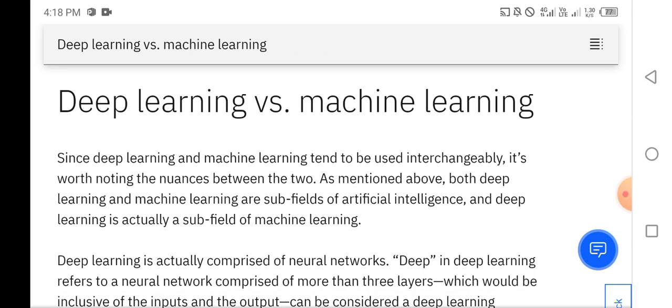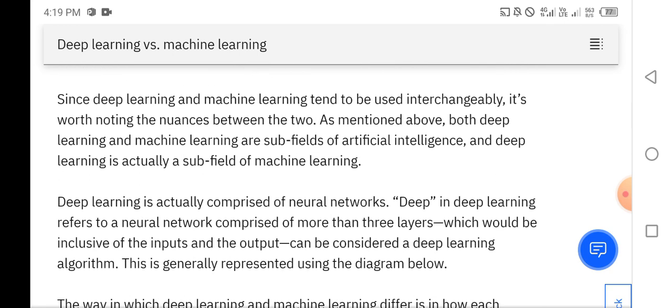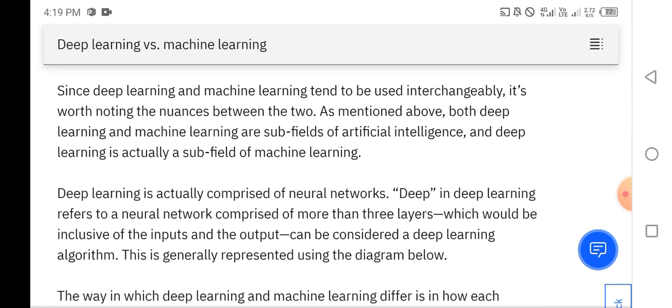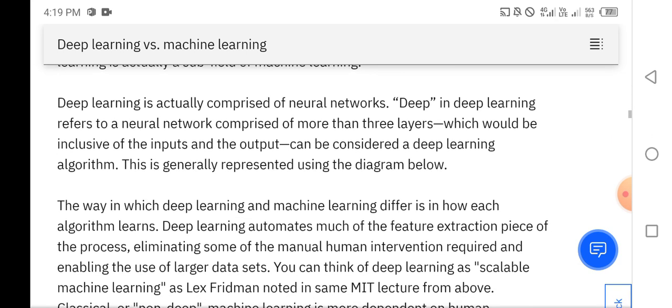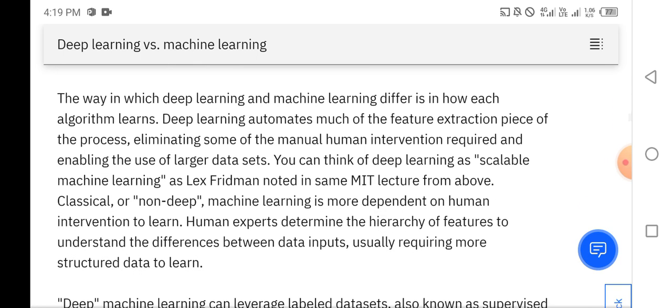Deep learning versus machine learning. Since deep learning and machine learning tend to be used interchangeably, it is worth noting the nuances between the two. As mentioned above, both deep learning and machine learning are subfields of artificial intelligence, and deep learning is actually a subfield of machine learning. Deep learning is actually comprised of a neural network. Deep in deep learning refers to a neural network comprised of more than three layers, which would be inclusive of the input and output, and can be considered a deep learning algorithm. This is generally represented using a diagram below.